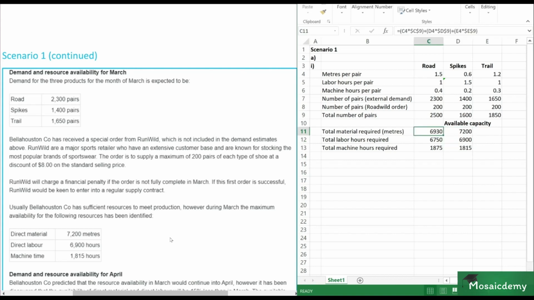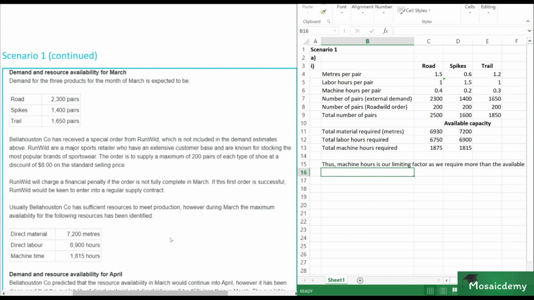So we can see we have enough material because the capacity is 7,200, we only need 6,930. We have enough labor hours, the capacity is 6,900, we only need 6,750, but we do not have enough machine hours because the capacity is only 1,815, we need 1,875. So we can say, thus, machine hours is our limiting factor as we require more than the available capacity in order to fulfill our entire demand requirements.